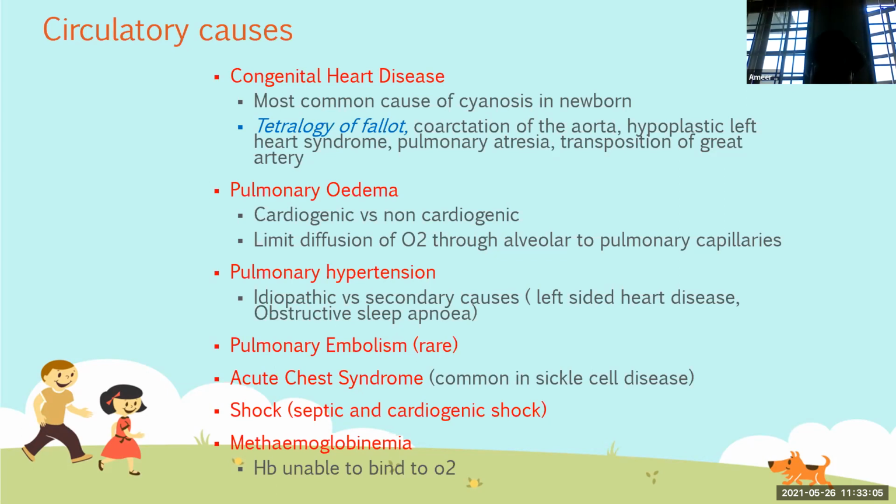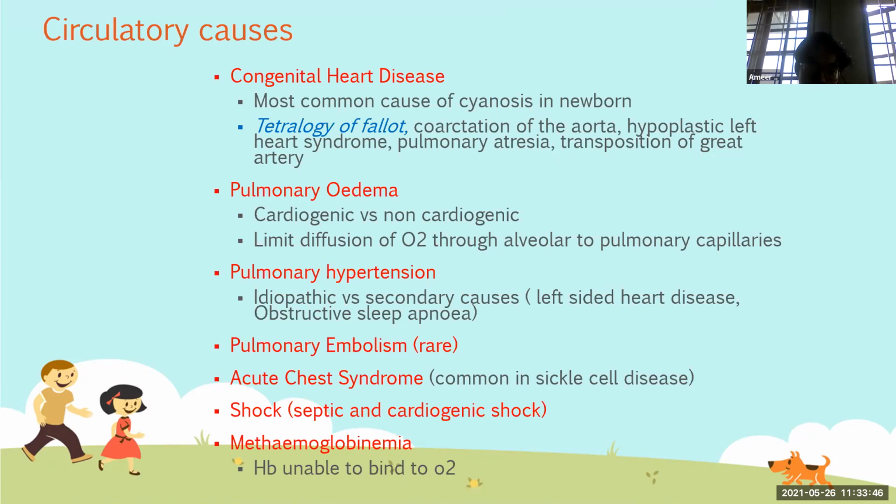Okay, the next is pulmonary edema. Pulmonary edema can be divided into two types, cardiogenic and non-cardiogenic. In pulmonary edema, the water limits the diffusion of oxygen through the alveoli into the pulmonary capillaries and then reduces the concentration of oxygen that binds to the hemoglobin. And then the third group is pulmonary hypertension. Pulmonary hypertension can be idiopathic or caused by other diseases. The most common secondary causes of pulmonary hypertension are left-sided heart disease and obstructive sleep apnea.